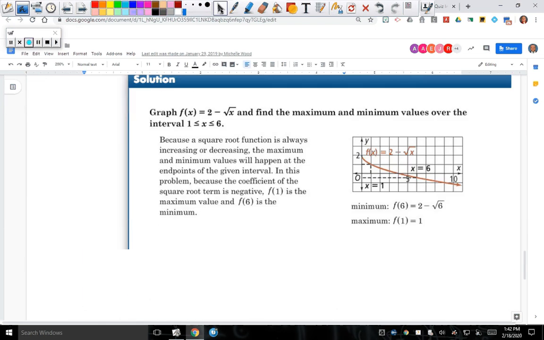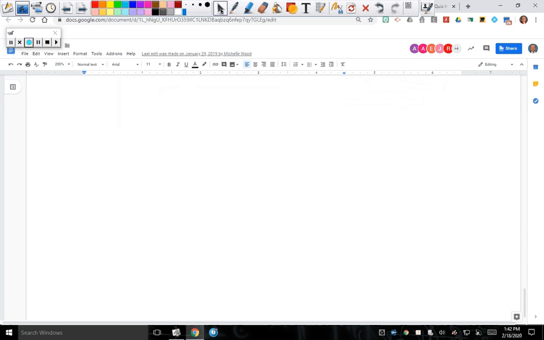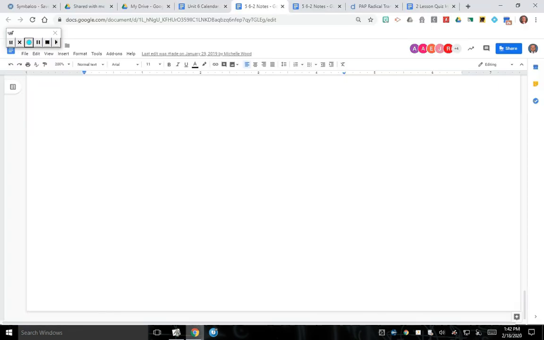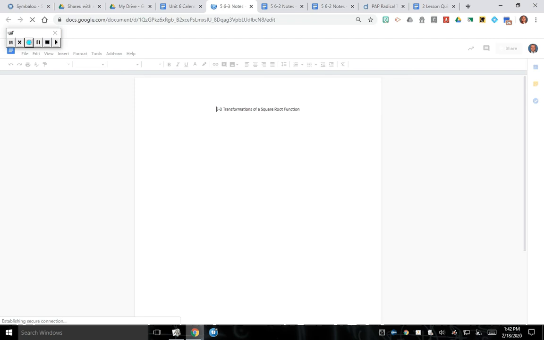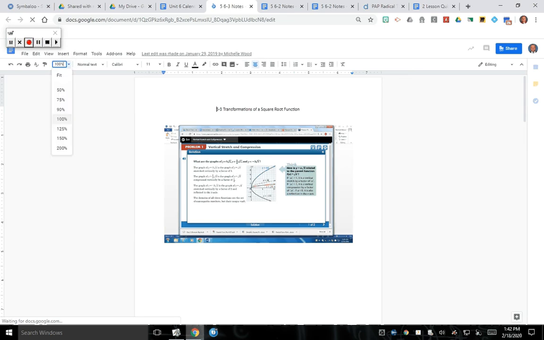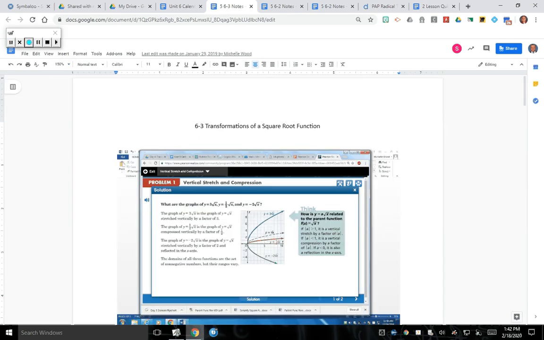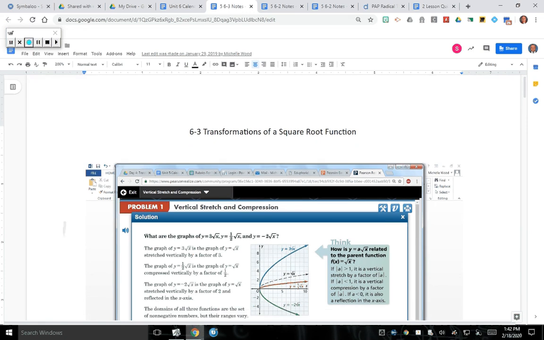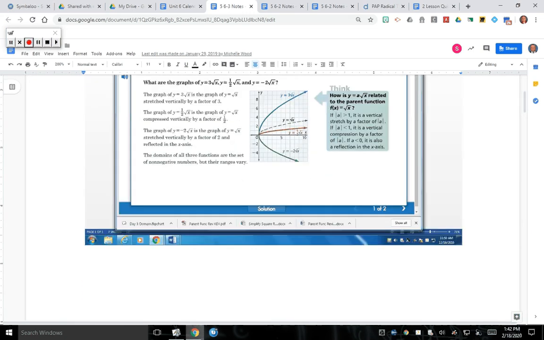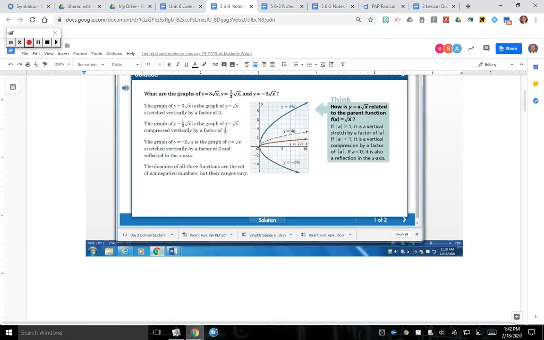Alright, so let's look a little bit more involved with the transformations of these kind of square root functions. Let's go to right here. Who's good at typing? Who's fast at typing? Okay. Charlie, can you go to my desk, please, real quick?